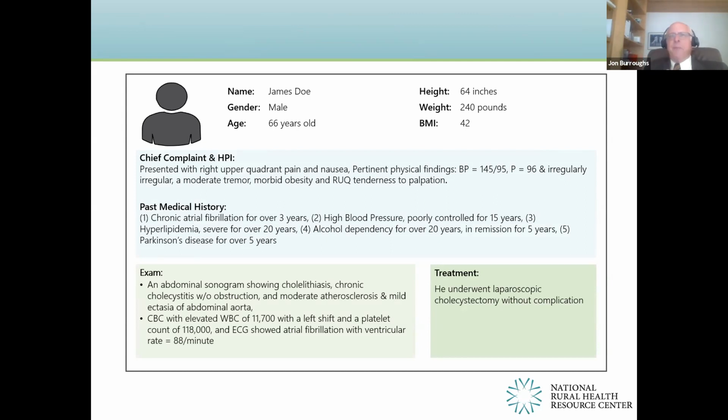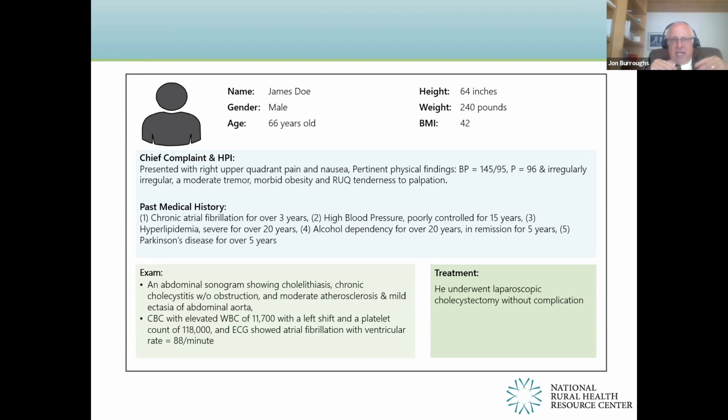And the problem with AFib is that you can develop clots in the heart, which can then be thrown to the vital organs and cause strokes and pulmonary emboli, et cetera. A moderate tremor, that can be with Parkinson's disease, or it can be intentional. Morbid obesity and right upper quadrant tenderness to palpation. Past medical history: AFib for over 3 years, high blood pressure, poorly controlled, hyperlipidemia, alcohol dependency, and Parkinson's disease for over 5 years.